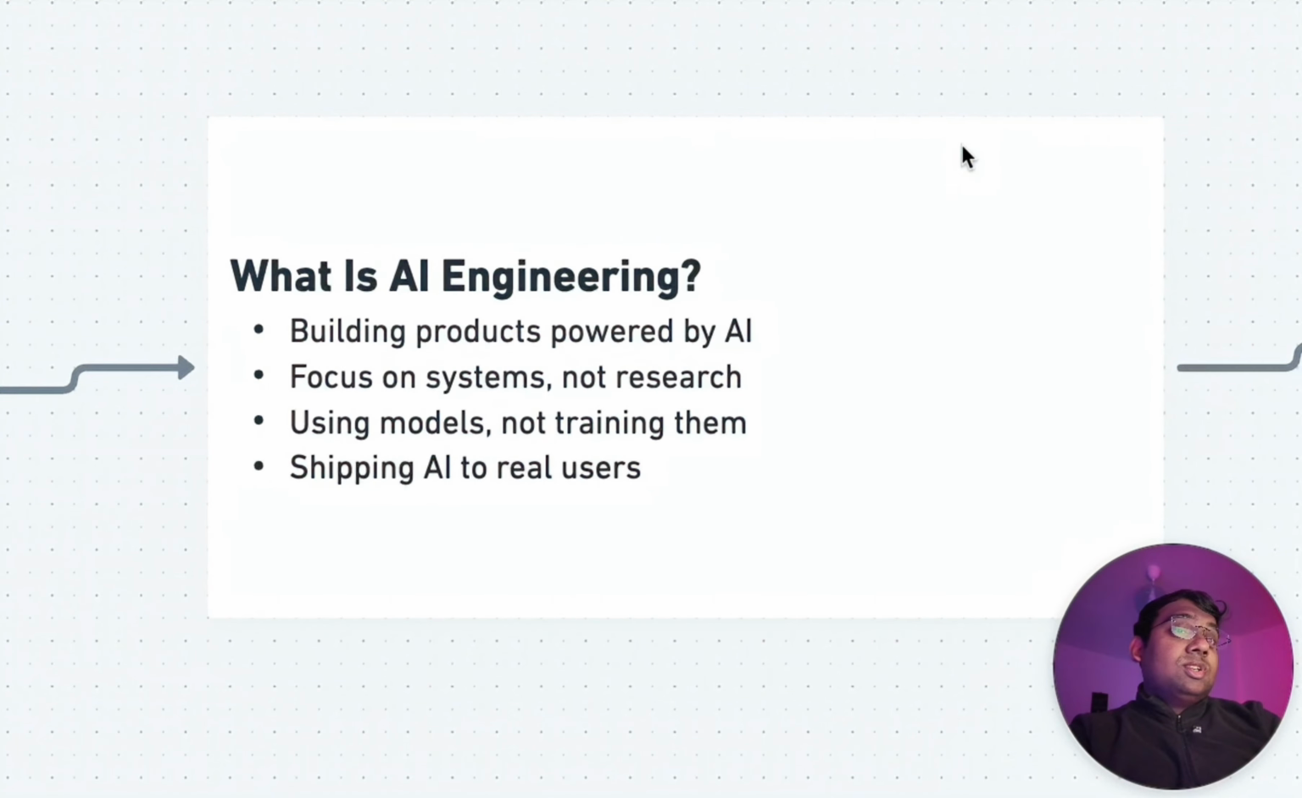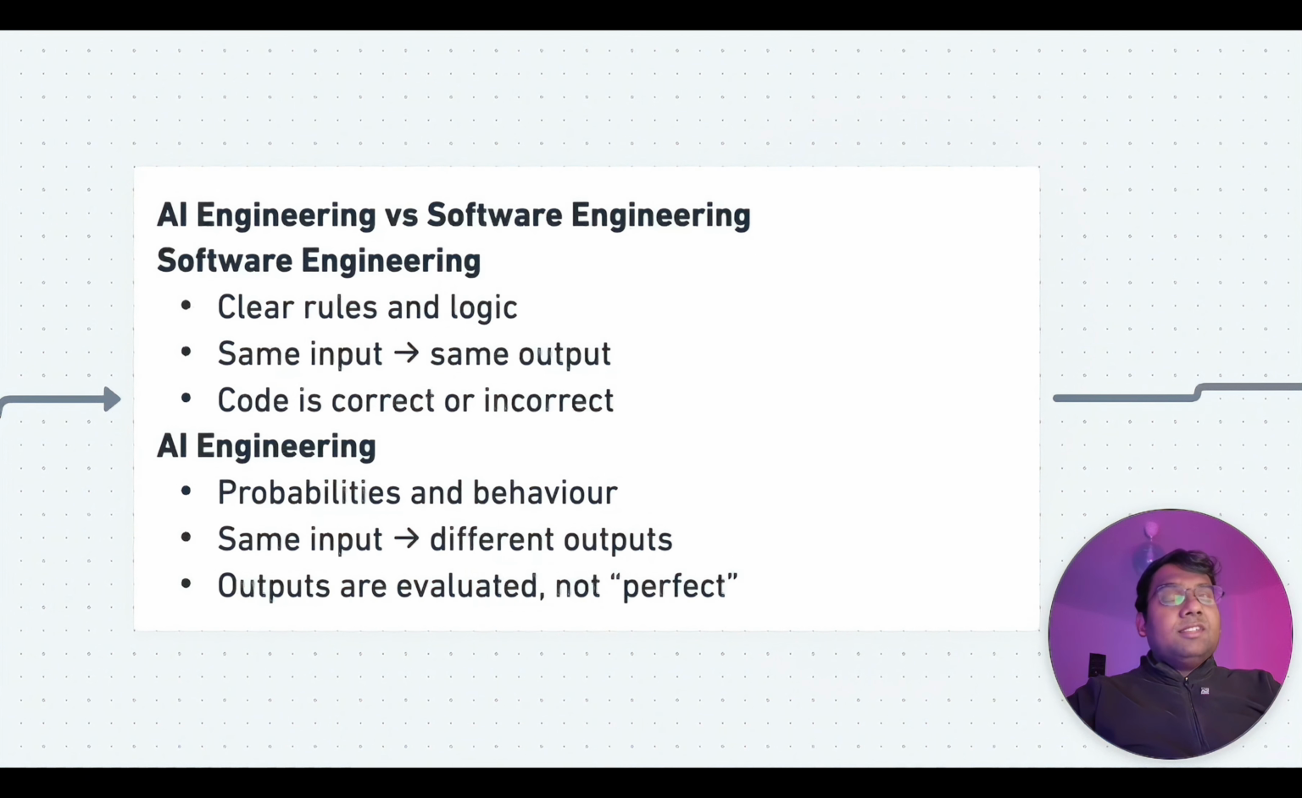Now, the last is you would be shipping AI to real users, which means users will be using products which have LLMs, reasoning systems, agentic systems, or workflows. So there are quite a lot of different parts where AI engineering is applied. We'll talk about them in some time. Let's now see the difference between AI engineering and software engineering.